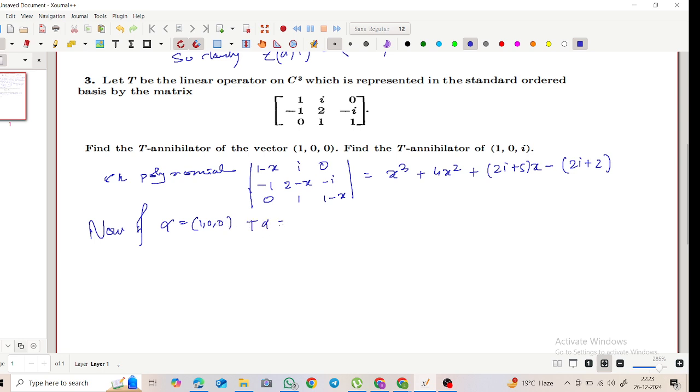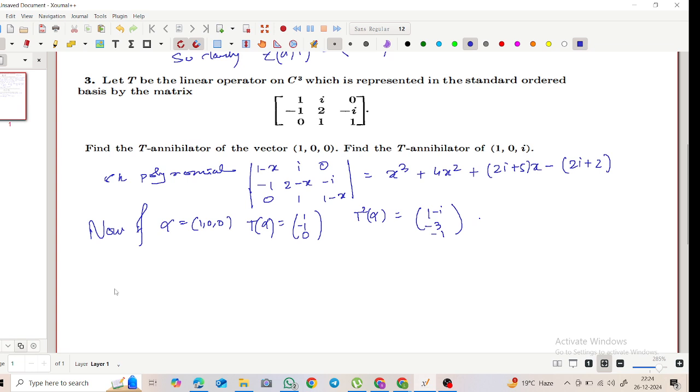Now if alpha equals (1, 0, 0), then what is T alpha? T alpha has to be the first column, right? What is T square alpha? It is, according to my calculation, this becomes (1, minus 3, 1). Okay.